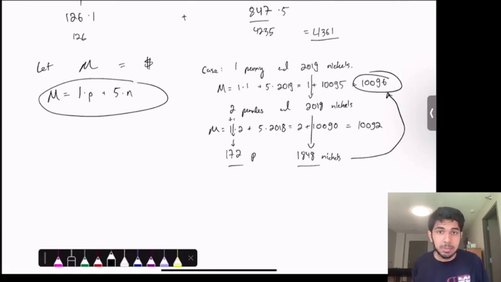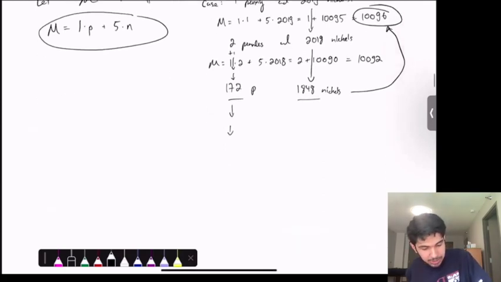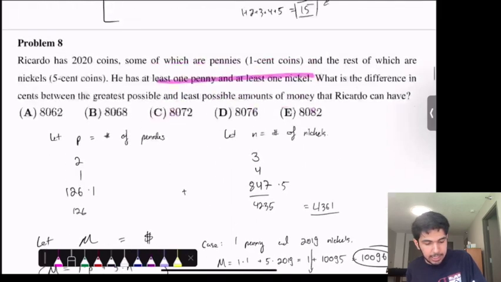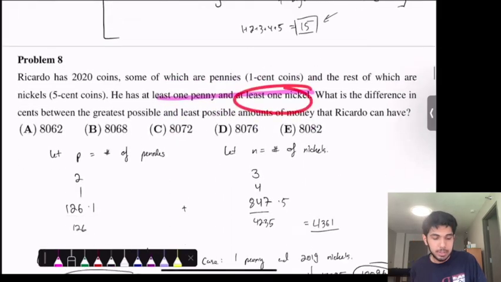So what would be the least amount of money he has? That's when he has the most amount of pennies, right? Like when we continue increasing the amount of pennies until we can't increase it anymore. So that'll be when there's 2019 pennies and 1 nickel. And we have to have 1 nickel because it tells us that he has at least 1 nickel.